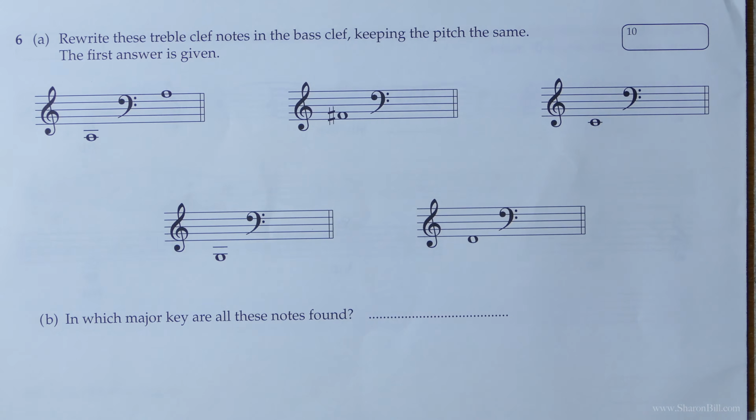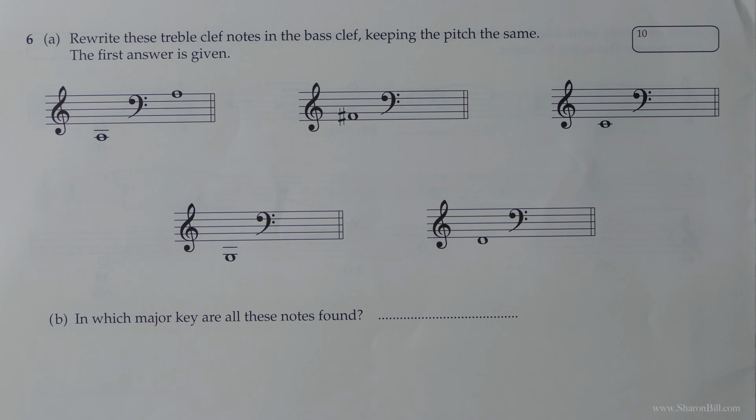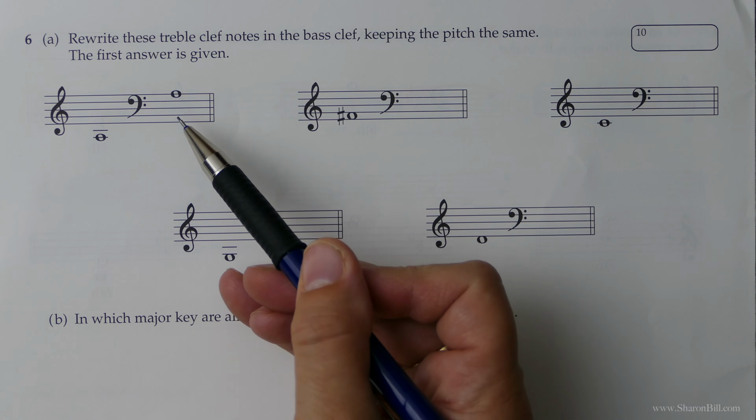So let's move on. So turn over the page to question 6. So we've got to do a little bit of swapping clefs here. We're going from treble to bass. And the important thing here is to just always keep middle C in mind as an anchor point, so that you don't end up writing your given note in the wrong octave.